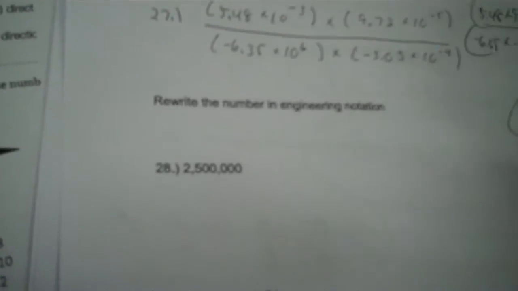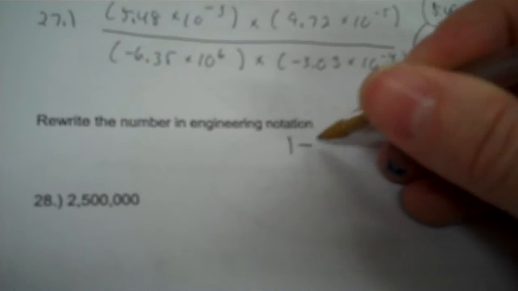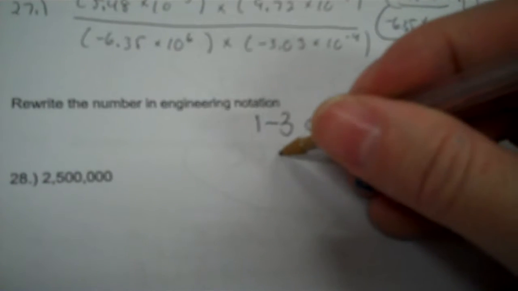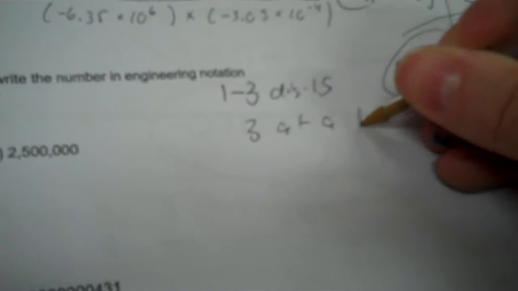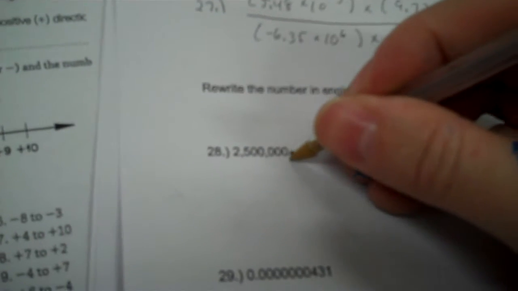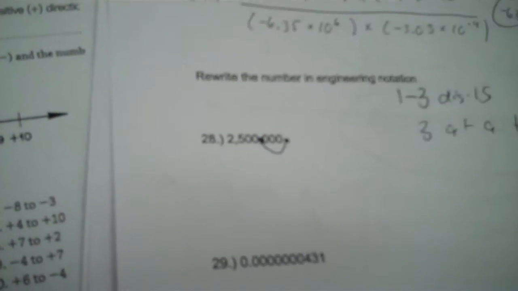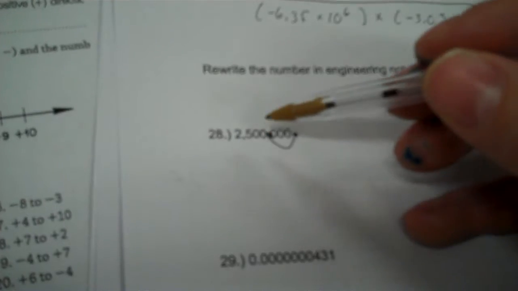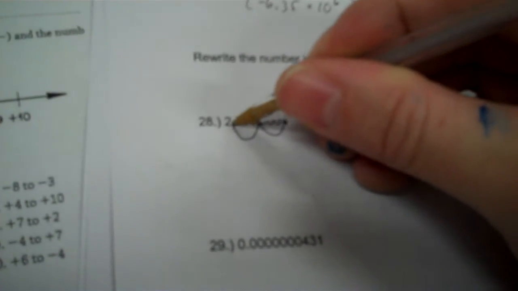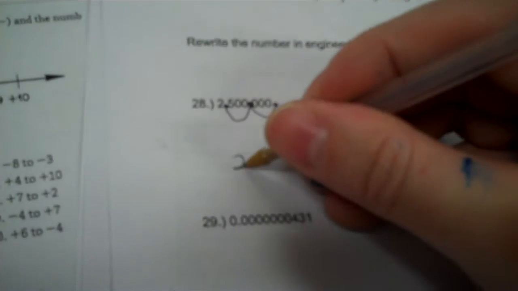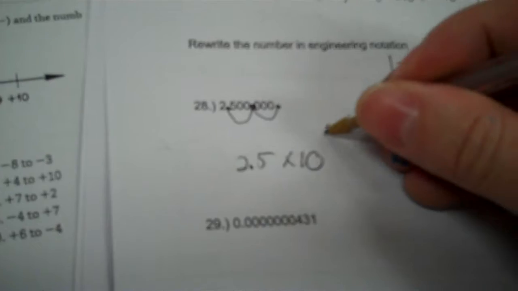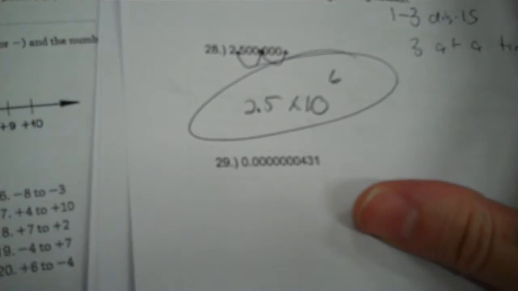Now, engineering notation, there has to be between 1 and 3 digits. And you have to move them, but 3 at a time. So decimals here. So that's 3, okay? I still have 4 numbers before the decimal. It's got to be between 1 and 3. There's 6. I just have 1, I'm good. So 2.5 times 10, moved it to the left, 6 places.